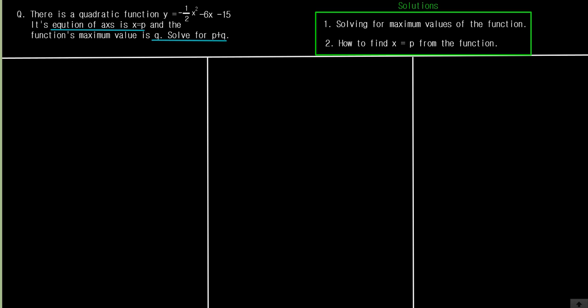Before we solve this question, let's think about what we need to consider when solving this problem. At first, we need to think about how to find the maximum value of the function. And secondly, we need to think about what it means to have x equals p from the function. Basically, they said it is an equation of axis, and we also need to think about what it means to be the equation of axis.